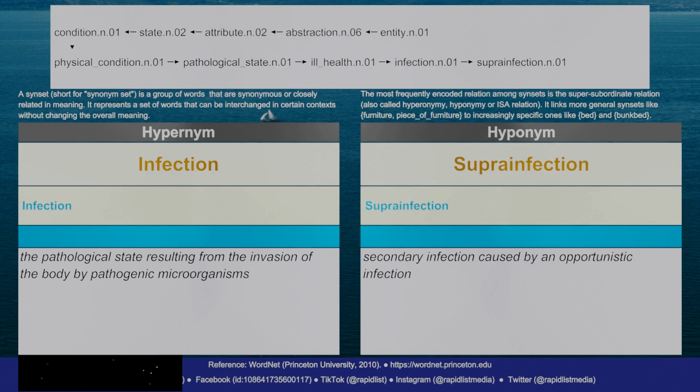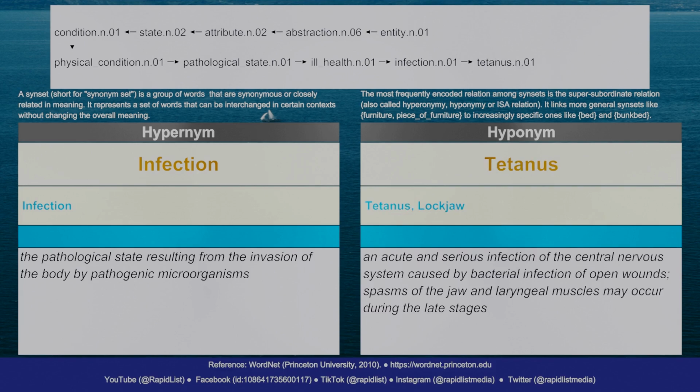Superinfection. Secondary infection caused by an opportunistic infection. Tetanus. An acute and serious infection of the central nervous system caused by bacterial infection of open wounds. Spasms of the jaw and laryngeal muscles may occur during the late stages.